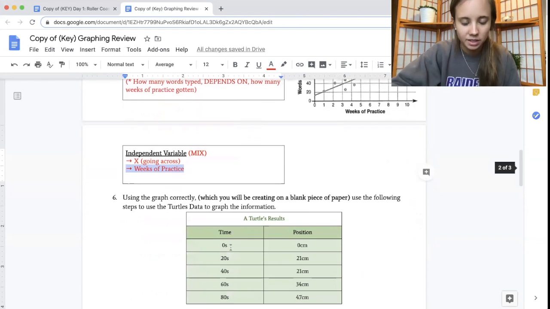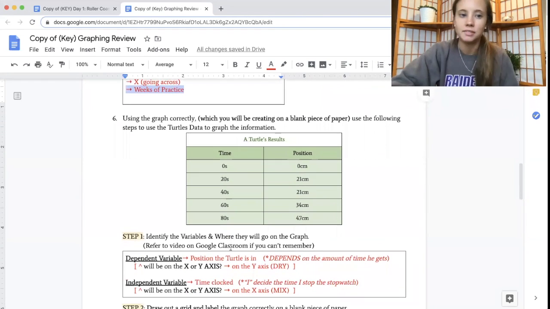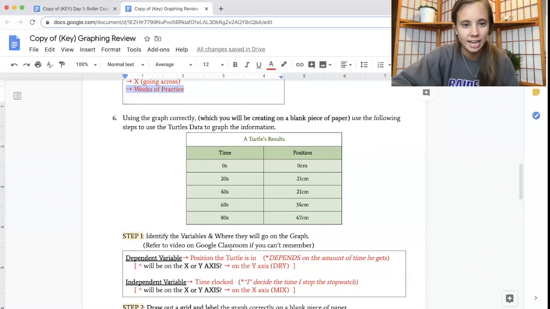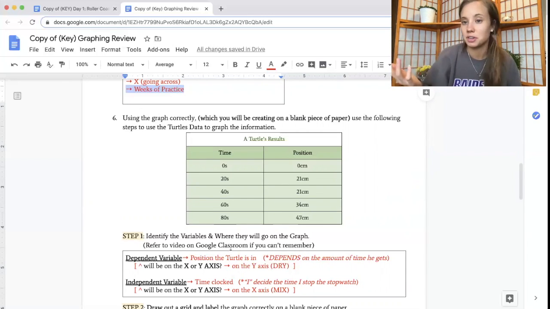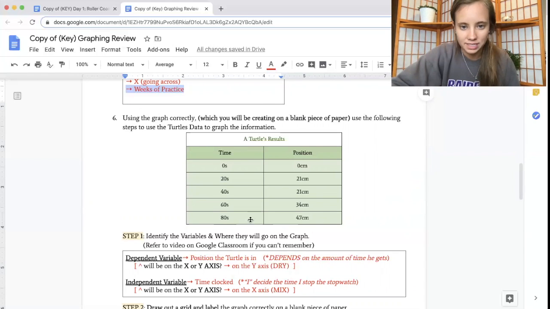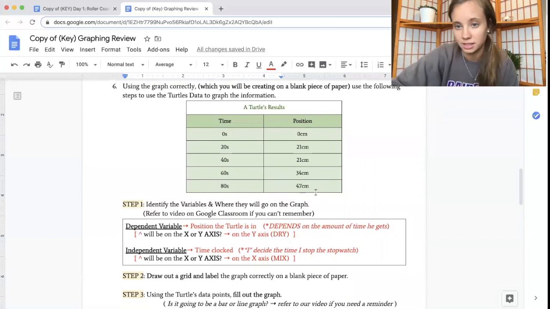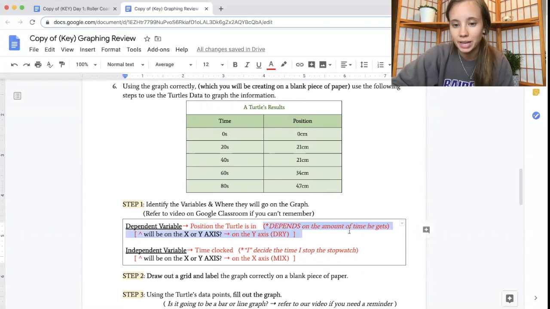All right, on to the fun stuff where you got to graph. We have this turtle that we're looking at. I wanted you to graph this on a blank piece of paper, or if you wanted to challenge yourself, I wanted you to try and figure out how to do it on Google Sheets. We have this data set, the time and the position of the turtle. We first need to talk about the dependent and the independent variables. In this case, the dependent variable is the position that the turtle is in. The position depends on the amount of time that he gets.